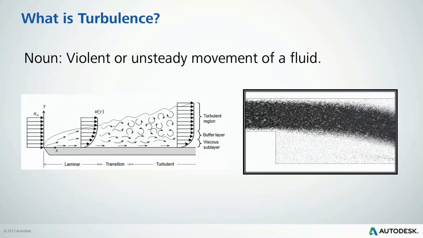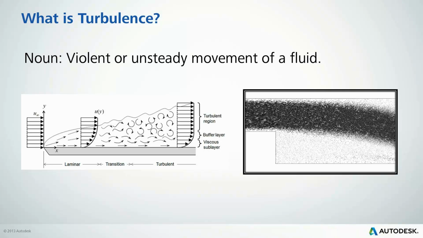So what is turbulence? Turbulence is a violent or unsteady movement of fluid. If you look at the picture in the lower left-hand corner, you can see it's classic flow over a flat plate. The velocity profile is very even going up to the leading edge, and then as it starts moving across the plate, eventually the flow becomes more and more turbulent. Basically what turbulence is, is an eddy or circular movement of that flow throughout the flow domain.